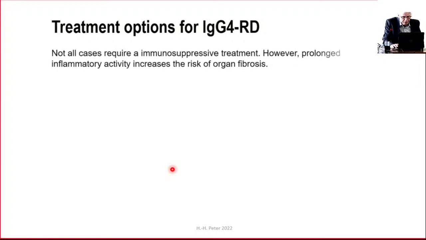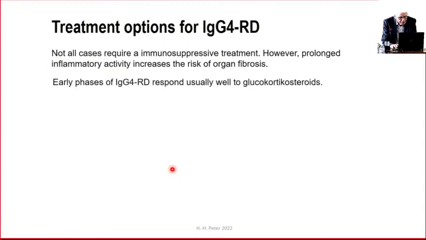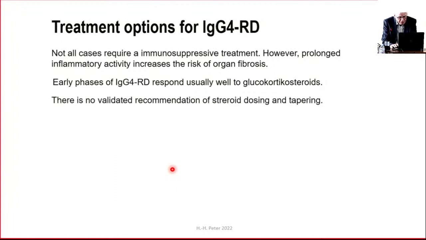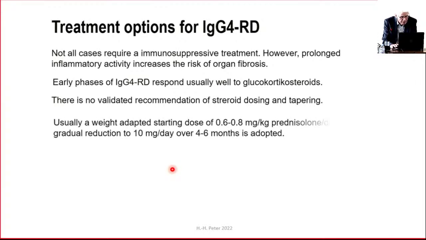Now, treatment options, this is my last slide, for this IgG4-related disease. Not all cases require an immunosuppressive treatment. However, prolonged inflammatory activity increases the risk of organ fibrosis. Early phases of IgG4-related disease respond usually well to glucocorticosteroids. There is no validated recommendation of steroid dosing and tapering. Usually a weight-adapted starting dose of 0.6 to 0.8 milligram per kilogram body weight prednisolone per day, with a gradual reduction to finally 5 to 10 milligram per day over 4 to 6 months, is adopted by most centers.